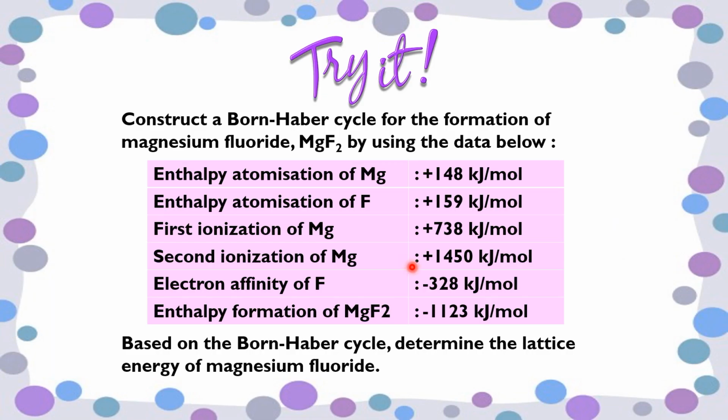Okay, we move to the next example. Construct a Born-Haber cycle for the formation of magnesium fluoride, MgF2, by using the data below. So here is all the data. Based on the Born-Haber cycle, determine the lattice energy of magnesium fluoride. This question doesn't mention what method to use, so you can choose whether to solve it by using the energy cycle method or the energy level diagram. But I'm going to show you the energy cycle method.